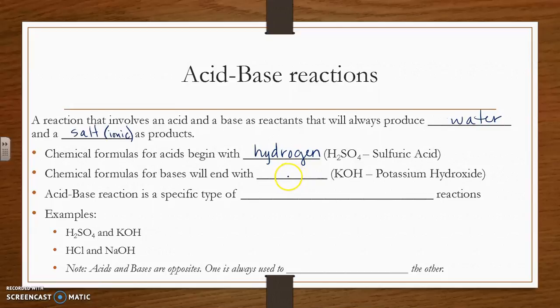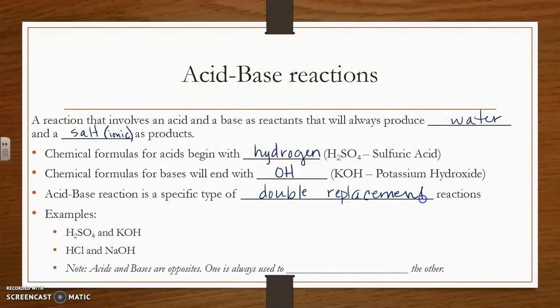How do we know if it's a base? Typically, it's going to end with OH or hydroxide, but not always. So just be careful. Sometimes it can have carbonate, and we'll get into that. Don't worry. But just know that for right now, if you see that it produces a salt and a water, it's an acid-base reaction. And guess what? These are very specific types of double replacement reactions. And I will show you what I mean.